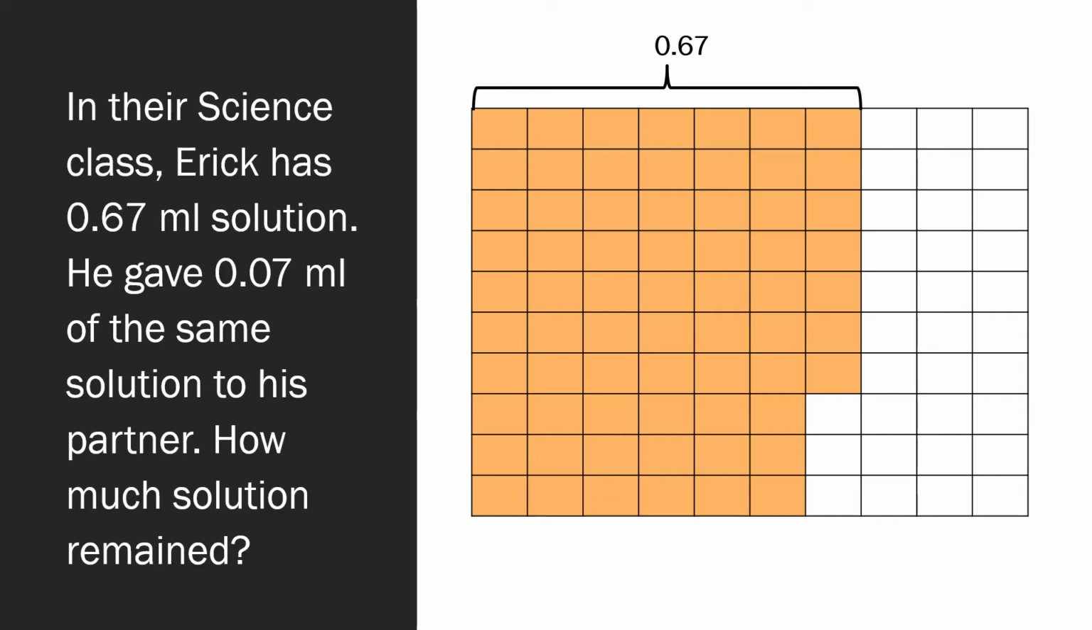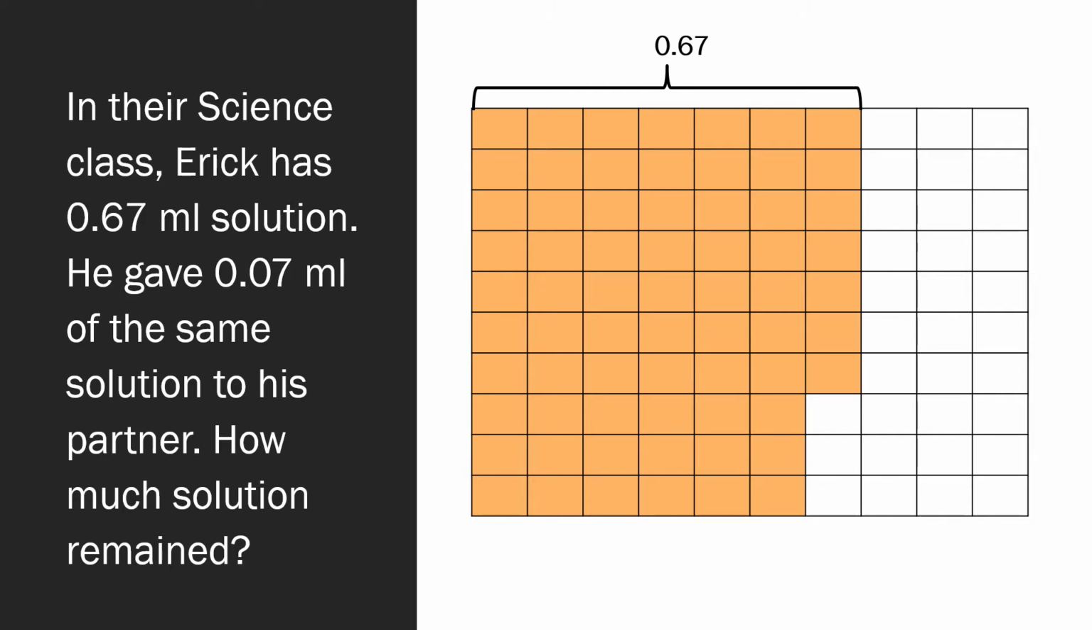We have another problem here. In their science class, Eric has 67 hundredths ml solution. He gave 700 ml of the same solution to his partner. How much solution remained? So, what is asked in the problem? How much solution remains? Then, what are given? We have given 6700 ml solution and 700 ml solution.